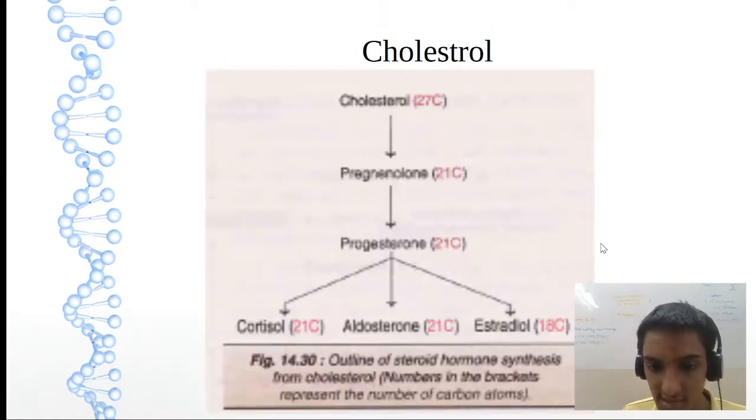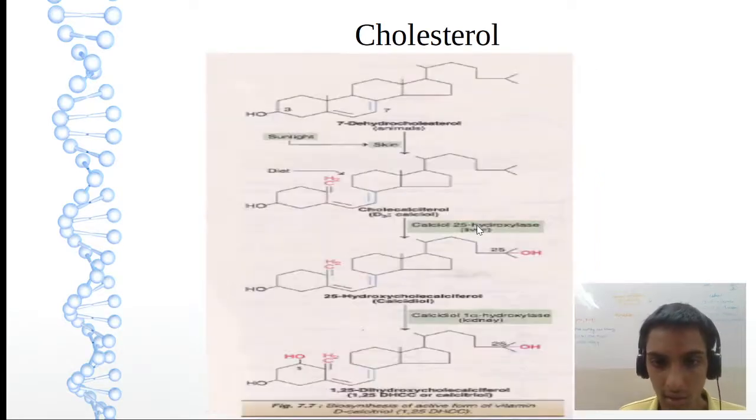Let us see the synthesis of steroid hormones in brief. We will not go into the details. So cholesterol will form pregnenolone, that is the precursor. This will form progesterone. Then this will give cortisol, aldosterone and estradiol.